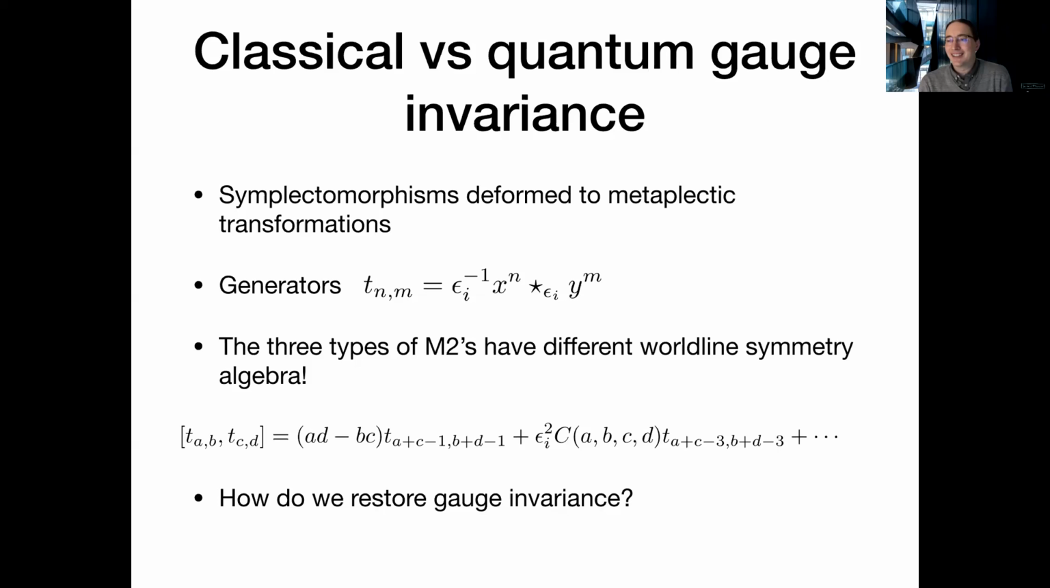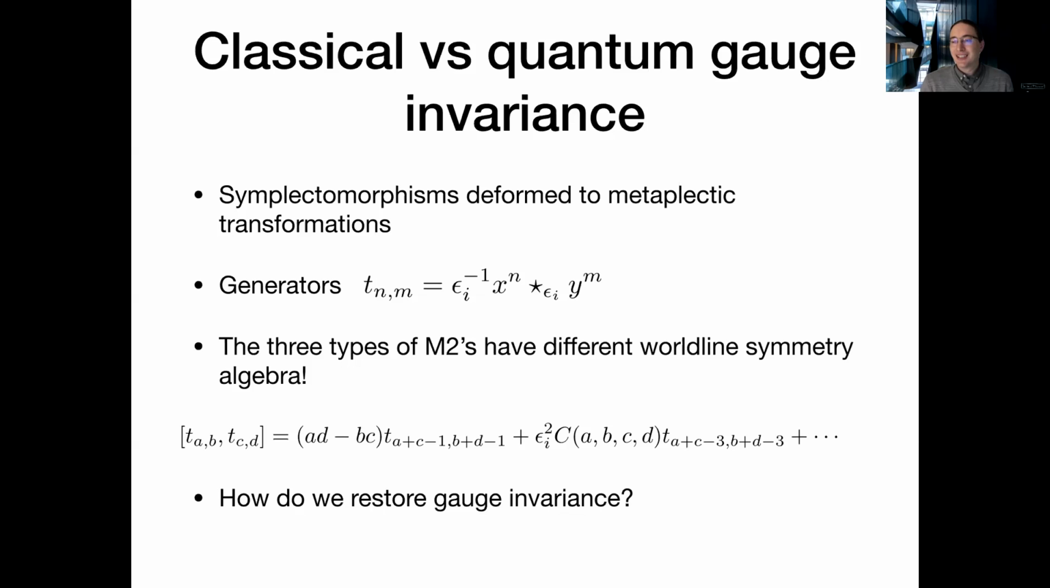If I look at the generators of symplectic automorphisms, Hamiltonians of the forms x^n and y^n, well, in quantum mechanics, I had to promote them to something like a Weyl ordered product. I can take the commutator and trace deformations. The commutator is deformed from the symplectic group. And the deformation is controlled by the Planck constant.